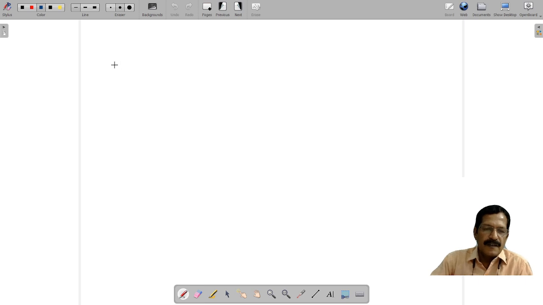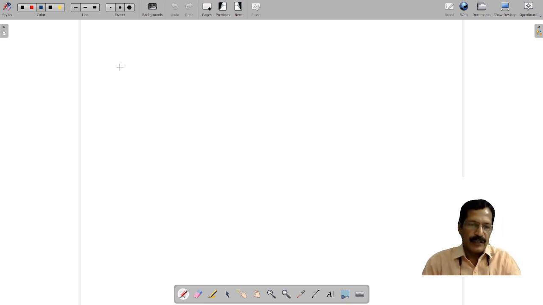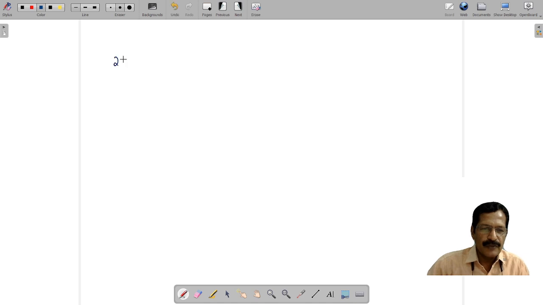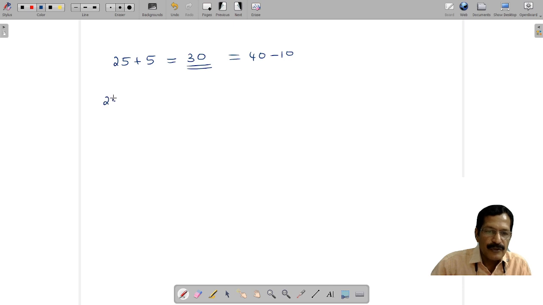Dear children, there are situations while solving where we have to shift some quantity to the left hand side or right hand side. I will give you an example here, on how to shift or transpose one item to the other side of the equal symbol. You know that 25 plus 5 is equal to 30. Now, 30 can be written as 40 minus 10. So we may write 25 plus 5 is the same as 40 minus 10.